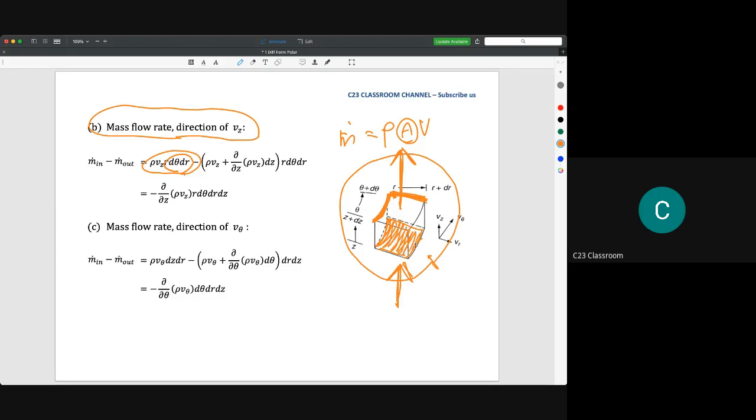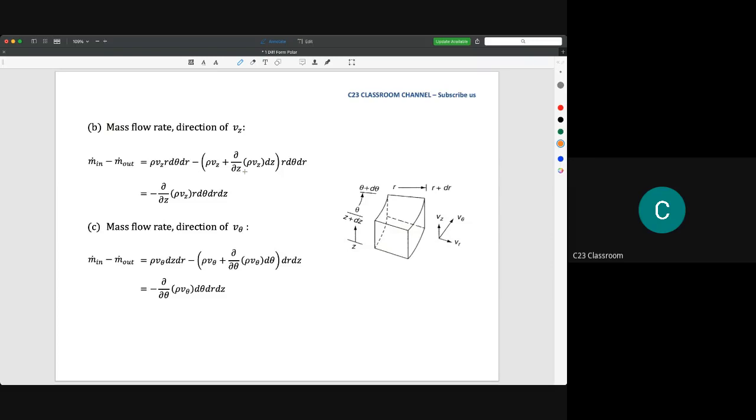So rho is rho, and Vz is the velocity in the Z axis. And this is the term for the outlet. So r d theta dr remains the cross-sectional area for the outlet here. Then we make the partial derivation like this one, and then you may expand this equation, and finally you could get this term.